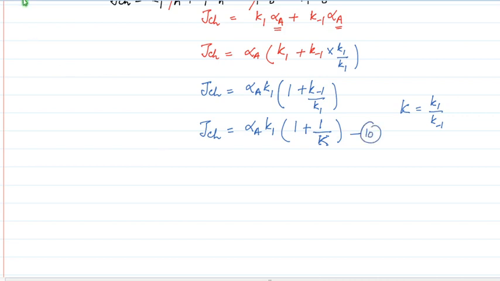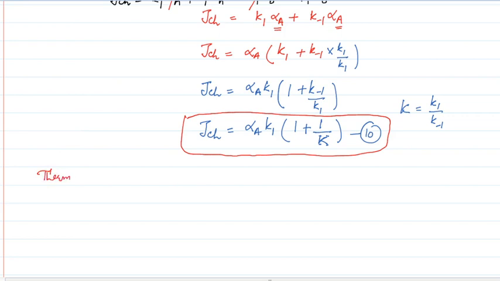So this is a very important result. Thus we have got basically the rate of the chemical reaction in terms of these alpha and rate constants and equilibrium constant. So we will keep this as such. Now we will proceed to the thermodynamic treatment.